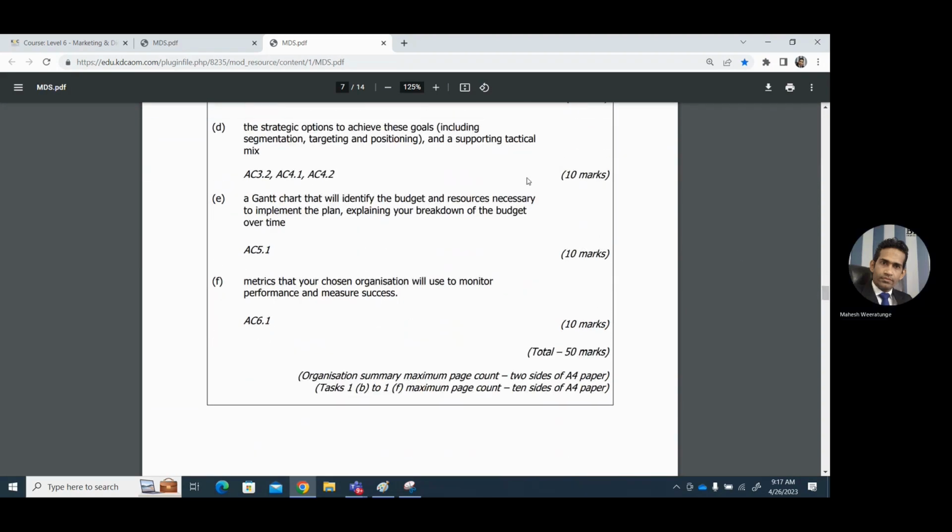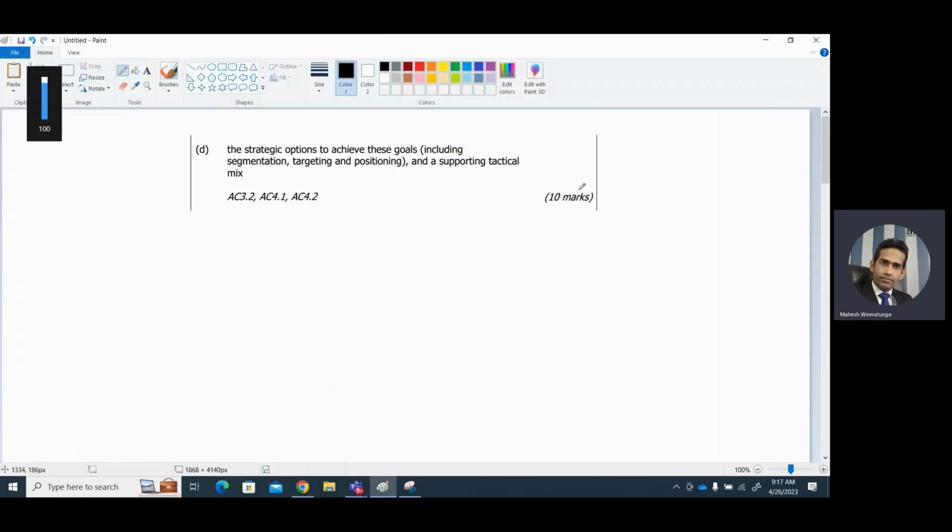Part D. Let me take you all on to a different screen here, so it's very easy for me to highlight whatever areas are important in the question.